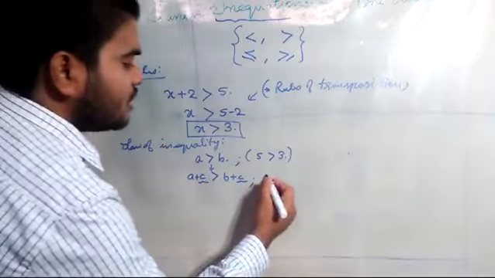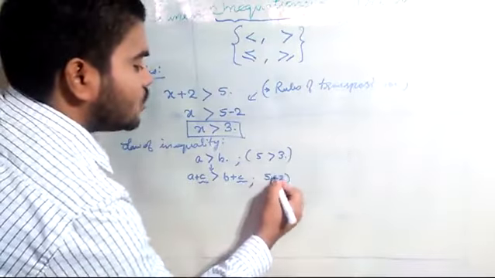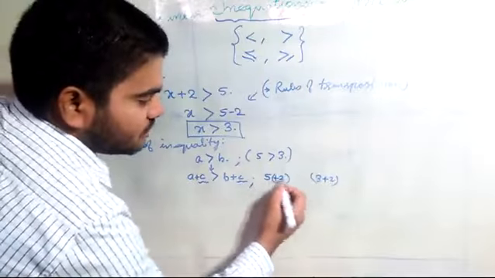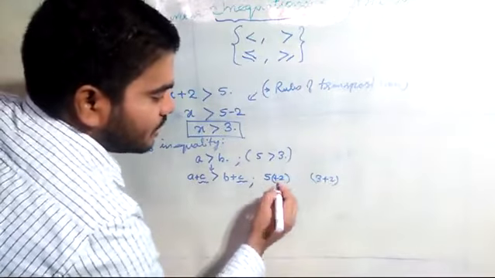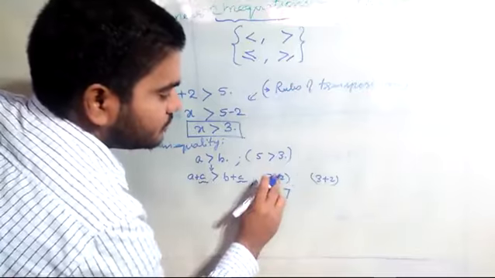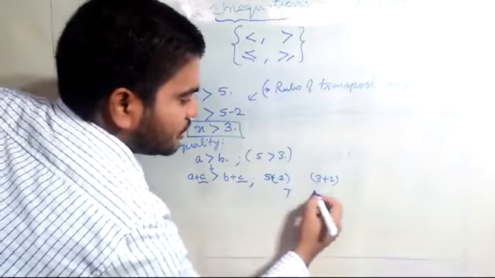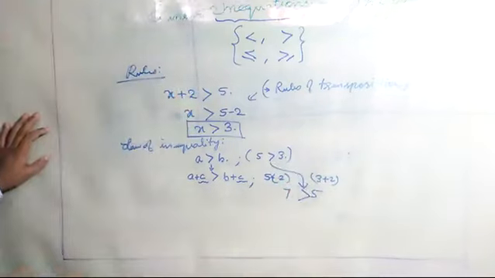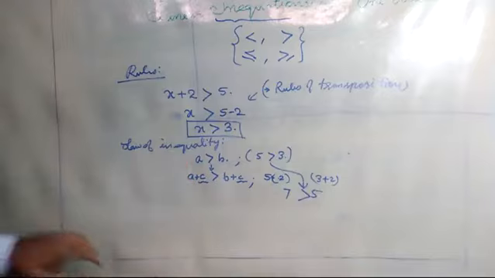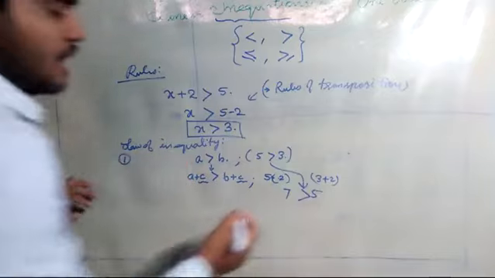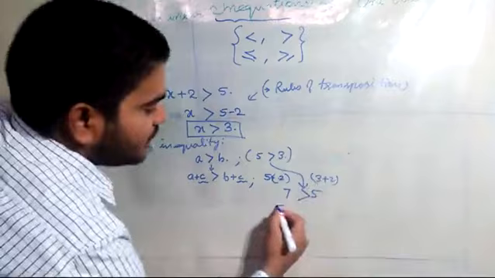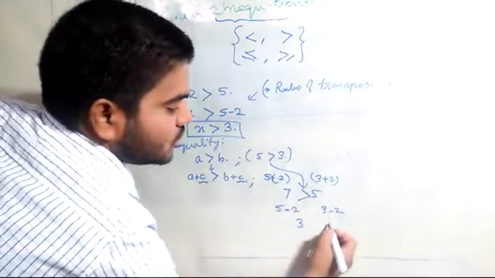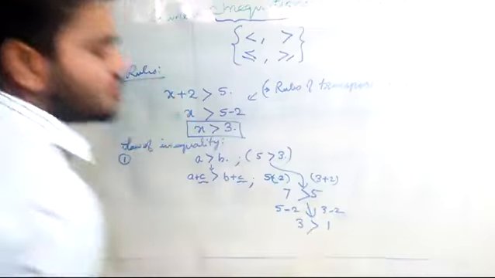Now see here, I add 5 plus 2 on this side, and then 3 plus 2. 5 plus 2 is 7, and 3 plus 2 is 5. The inequality symbol is as it is. It has not changed. So this is the first law of inequality, that if we add or subtract, even in case of subtraction, 5 minus 2 is 3, 3 minus 2 is 1, the inequality symbol is not going to change.